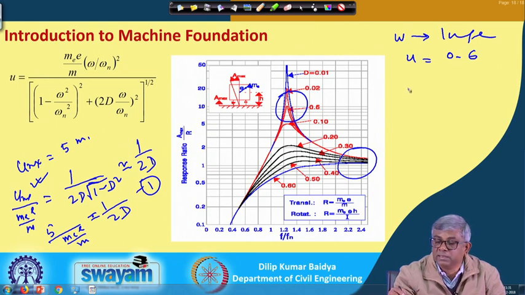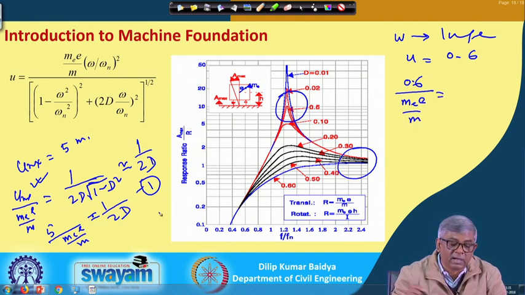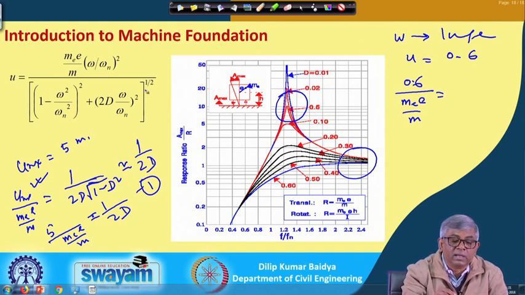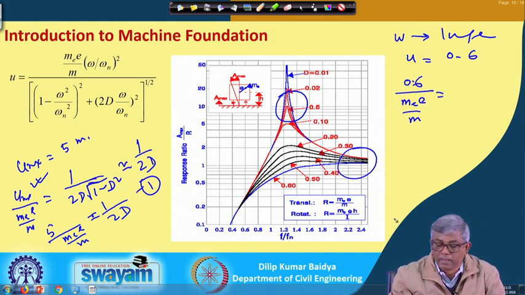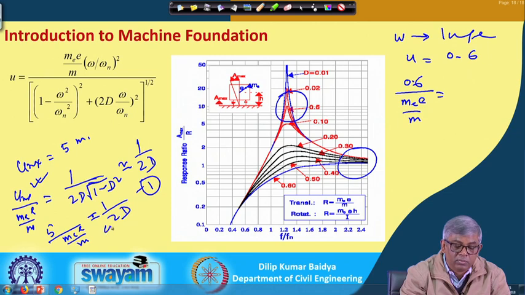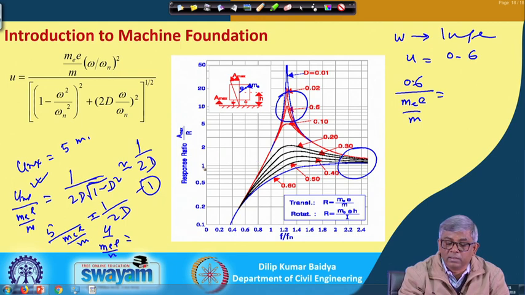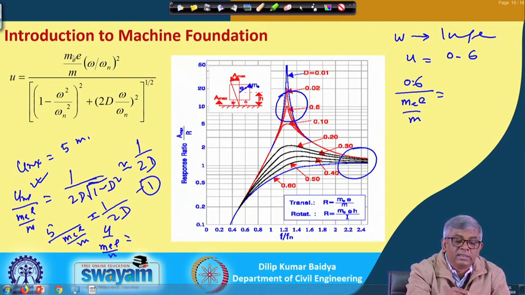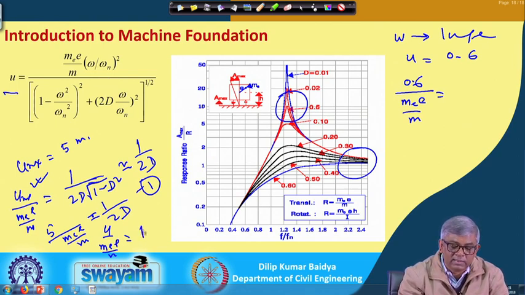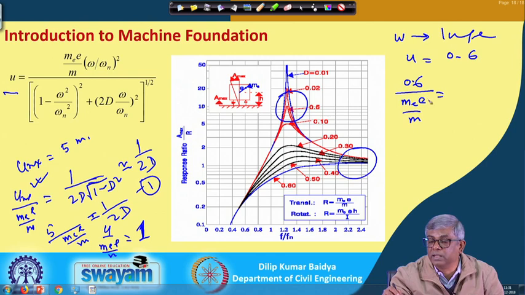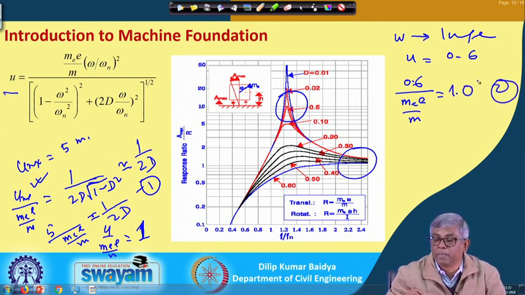So, I can say 0.6 divided by m e into e over m, and when the frequency is very large, u over m e into e over m, the magnification factor, becomes 1. So, I can write this as 1. This is equation number 2.